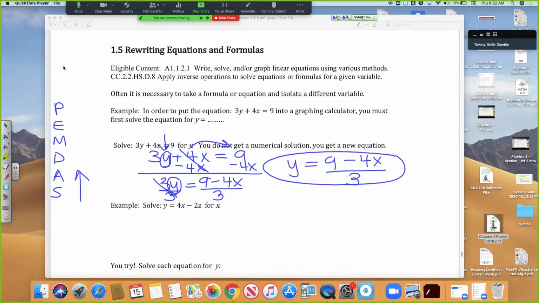I'll be very happy if you get to this part, but then you have to think to yourself, can I simplify this a little bit to make it easier? And we can. I can divide 9 by 3, and I can divide this by 3. 9 divided by 3 is what? 3. So I can simplify this down to 3, and then this is going to be minus 4x over 3. There's nothing I can really do with that because it's just going to end up being a fraction.